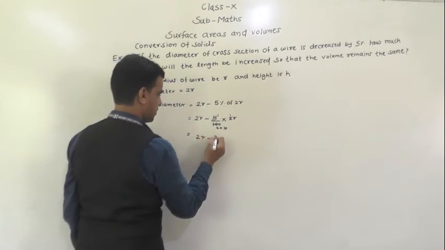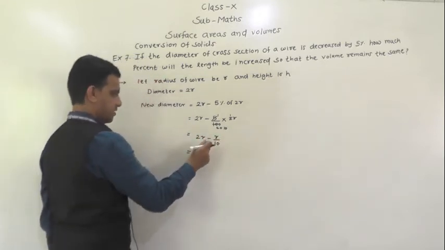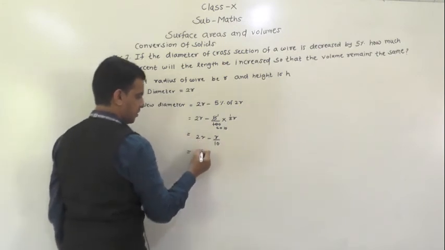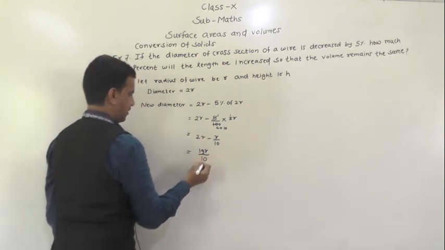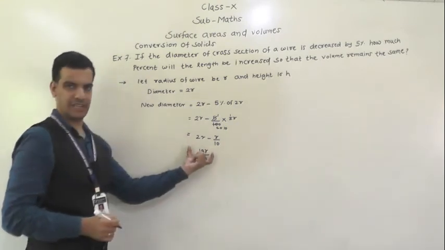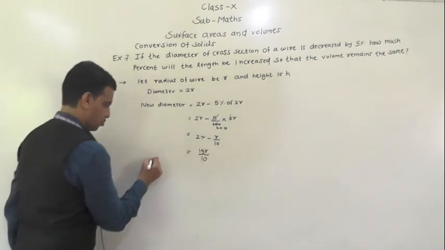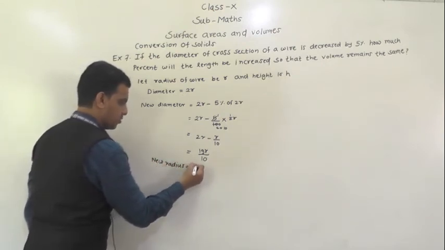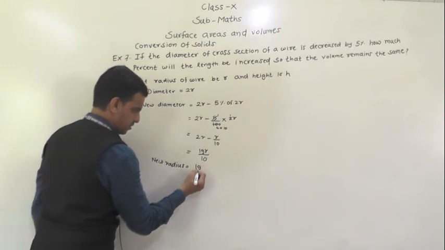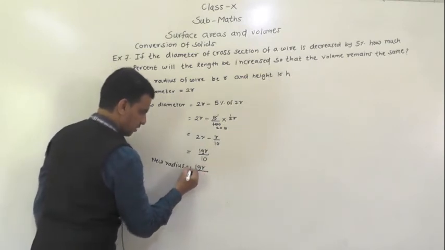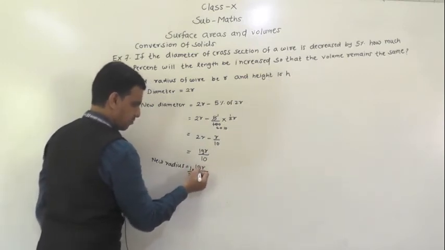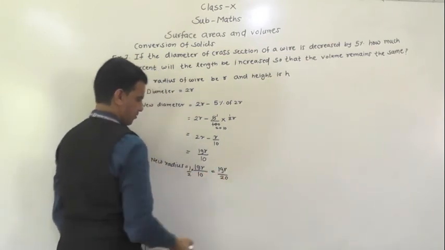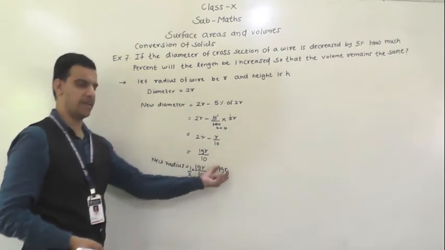So 2R minus R by 10, if you simplify this, 10 2s are 20, 20R minus R, 19R by 10. So new diameter is 19R by 10. So new radius is equal to half of this. So 19R by 10 halved is 19R by 20. Okay, so new radius is 19R by 20.